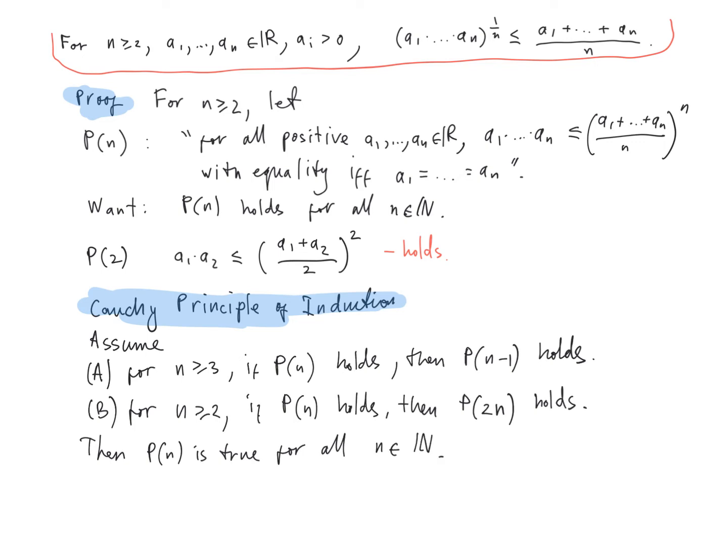This is an interesting variant of the principle of induction and can be deduced from the usual principle of induction, as you will see in a homework problem. But for now, we're going to assume that the Cauchy principle of induction holds, and we're going to apply it to our situation. So we're going to prove that conditions A and B hold for the specific property P of n that we're considering here.